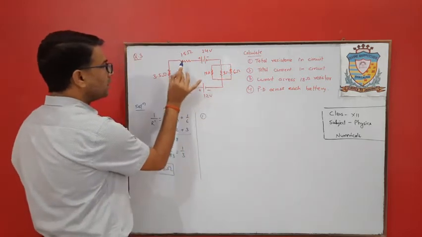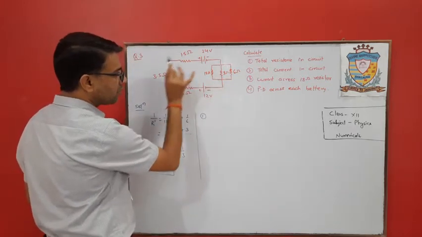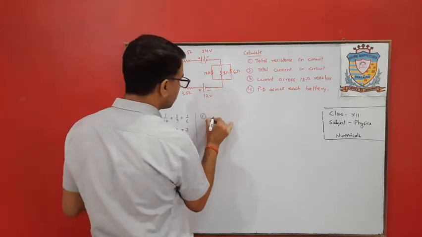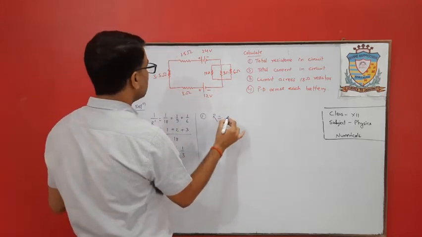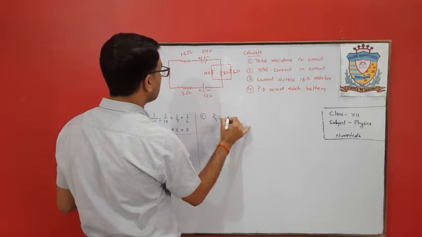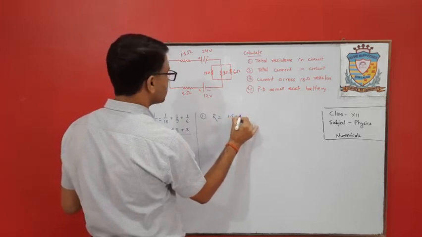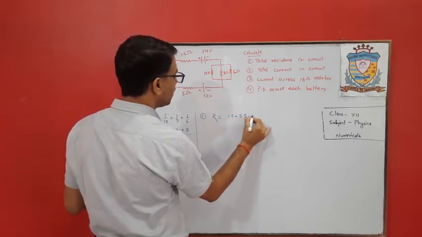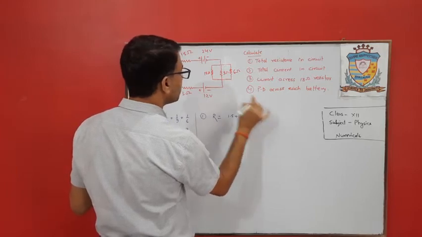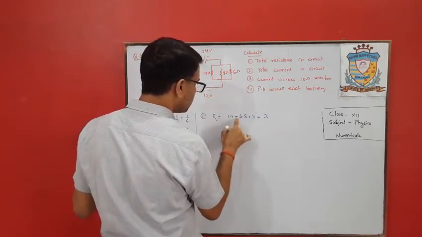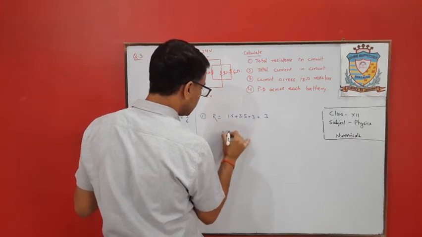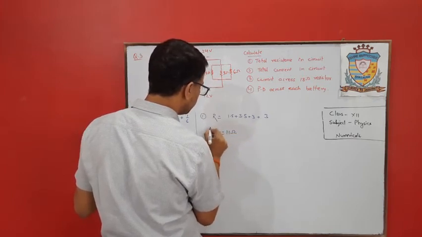Now these 3 plus 1, 4 resistances are in series. So the total resistance R is equal to the addition of the 4 resistors. So 1.5 plus 3.5 plus 3 and plus here its value is 3 ohm. So 3, which is equal to 5 plus 6, 11 ohm.